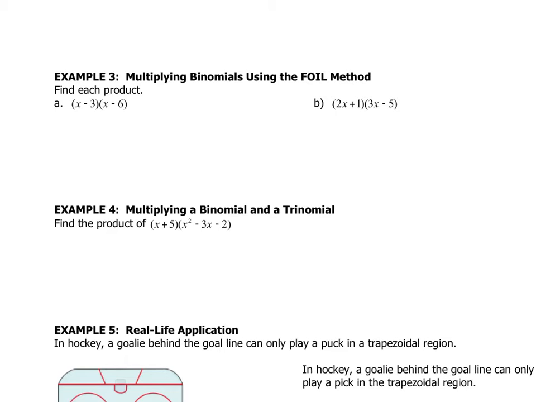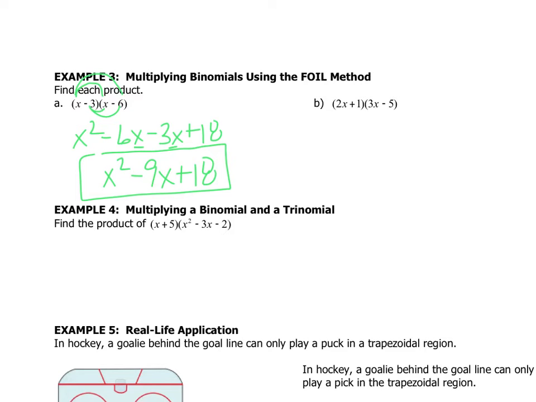So the FOIL method for this first one here would be first terms gives me x squared. Outside terms, negative 6x. Inside terms, negative 3x. And then last terms plus 18. Again, we always combine our like terms. And there it is.